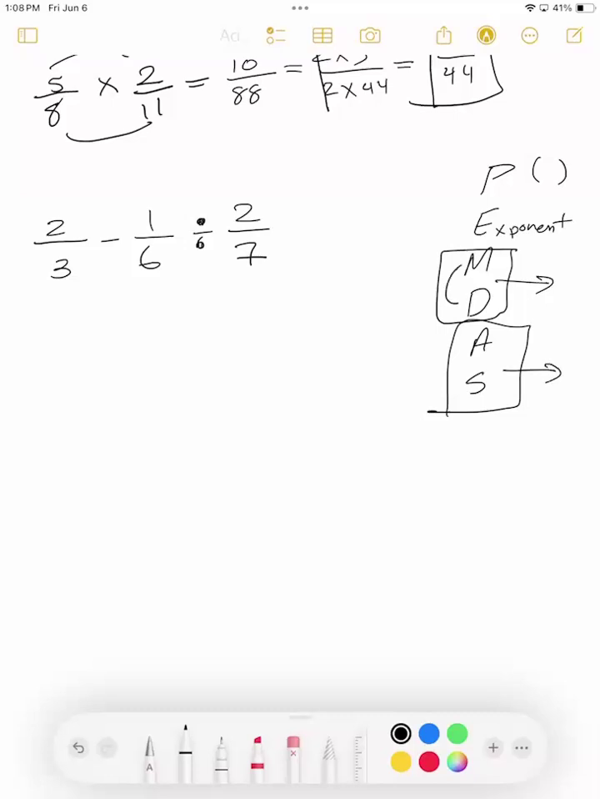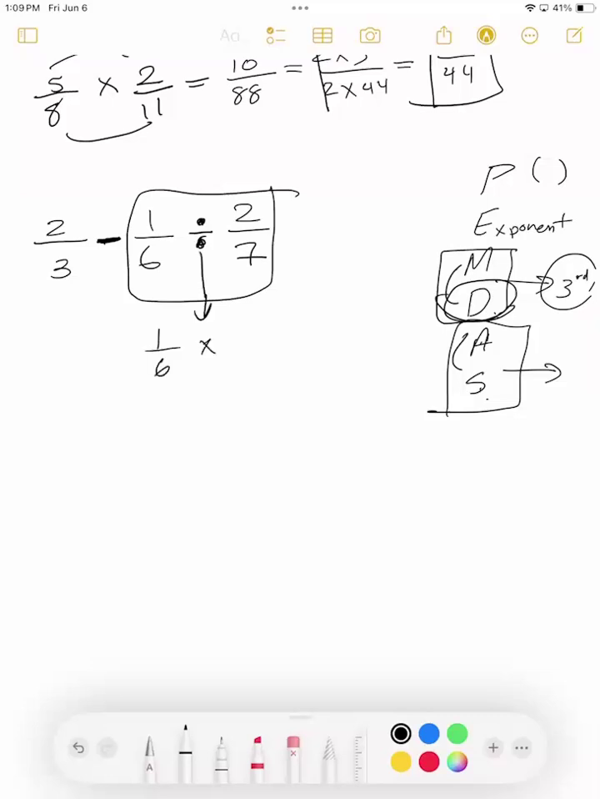Which one of these two do I do first? From left to right, whichever comes first, that gets done. So the same thing with addition and subtraction. So I have a subtraction. I have a division. So division has a third hierarchy. It has hierarchy over addition and subtraction, so we have to do this first. How do we do division? We leave 1/6 alone. We change division to multiplication. We write this as 7 over 2. And then you have a minus, and then you have 2/3. So let's multiply. Top, top, bottom, bottom. 1 times 7 is 7, 6 times 2 is 12.